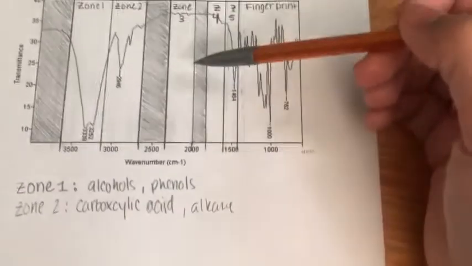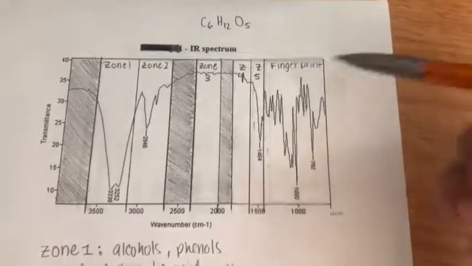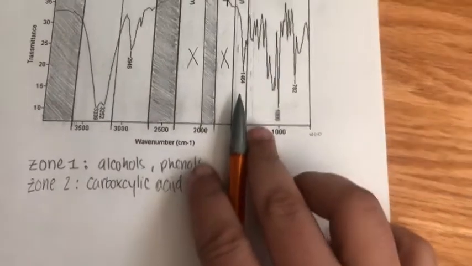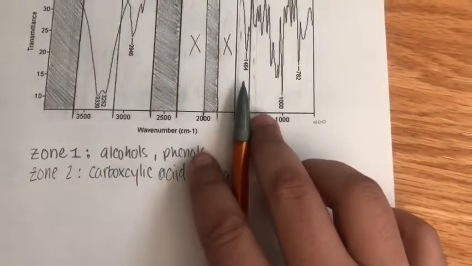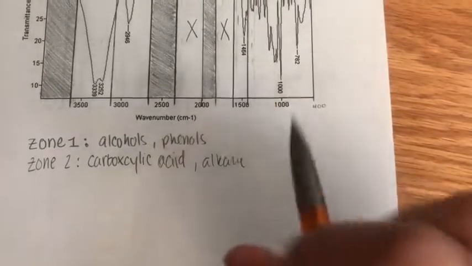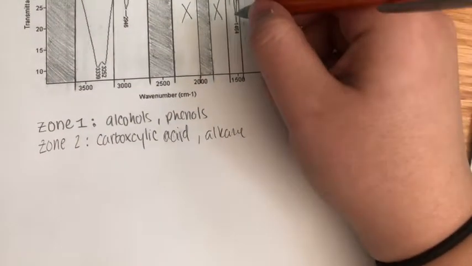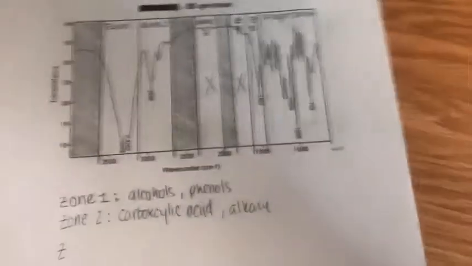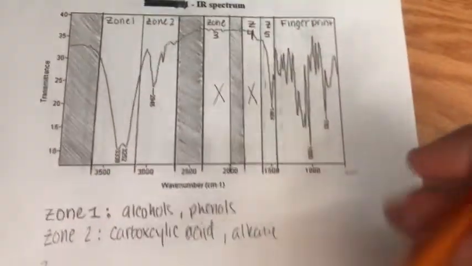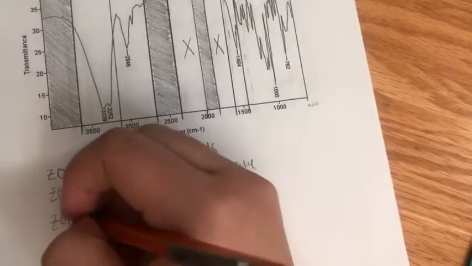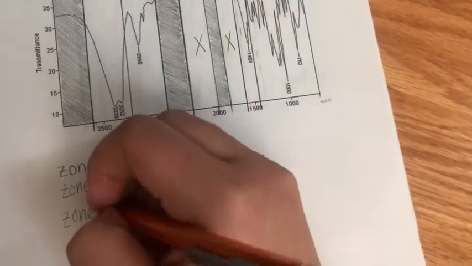And then as we can see in zones 3 and 4, we don't have anything. In zone 5, we have this peak here at 1,464, which is reminiscent of an aromatic, which matches up with our degree of unsaturation that said we either have 1 ring or double bond. So that actually matches up with our DOU.